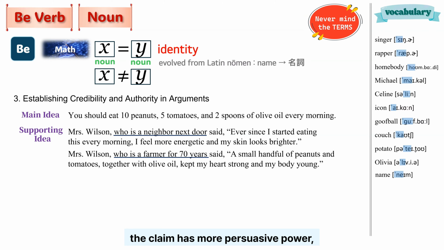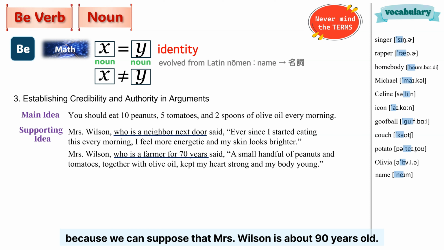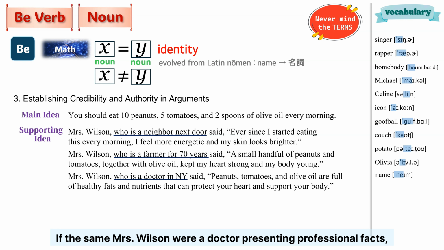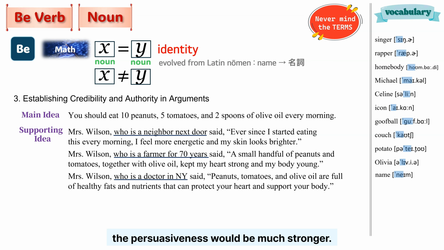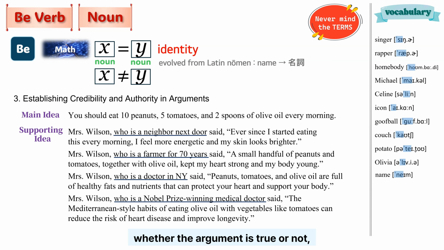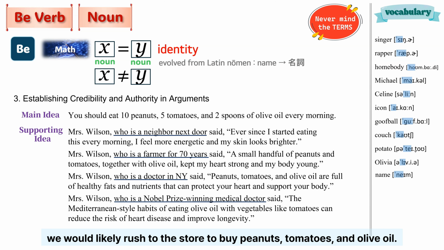has more persuasive power because we can suppose that Mrs. Wilson is about 90 years old. If the same Mrs. Wilson were a doctor presenting professional facts, the persuasiveness would be much stronger. Moreover, if a Nobel Prize-winning medical doctor said it, whether the argument is true or not, we would likely rush to the store to buy peanuts, tomatoes, and olive oil.